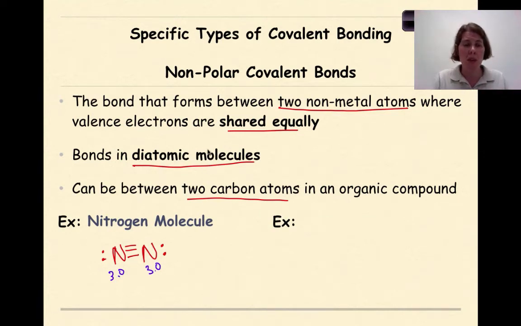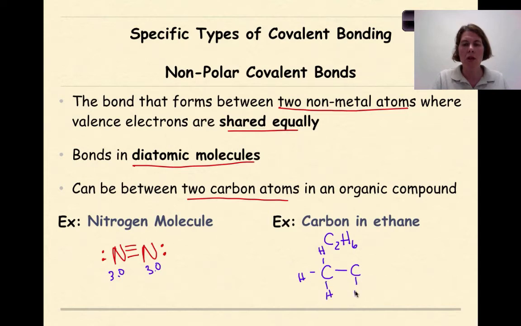Another example that we could look at is ethane. So the carbon in ethane. So ethane has a chemical formula of C2H6. So if we were to draw this out, it'd be a carbon, a line, another carbon, 3 hydrogens. We're going to split that in between the 2 carbons right here.